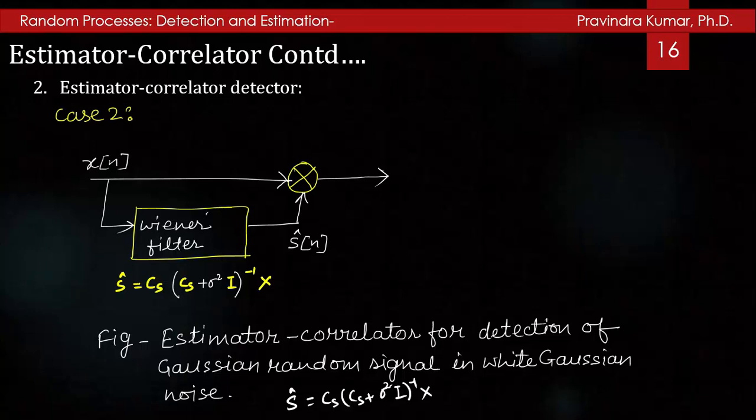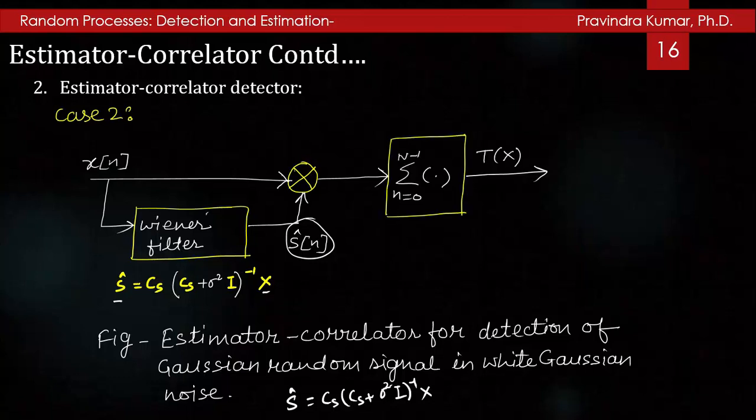First of all, you take the observed data, and passing it through the Wiener filter you will have S cap, which is equal to Cs times the inverse of the matrix Cs plus sigma square I, into x. So you will get S cap n, and after combining S cap n and xn, taking the summation over 0 to n minus 1, you will get the test statistic, and this is compared with the threshold value. If the value of the test statistic exceeds the threshold value, then you decide hypothesis H1 is true. Otherwise, hypothesis H0 is true.